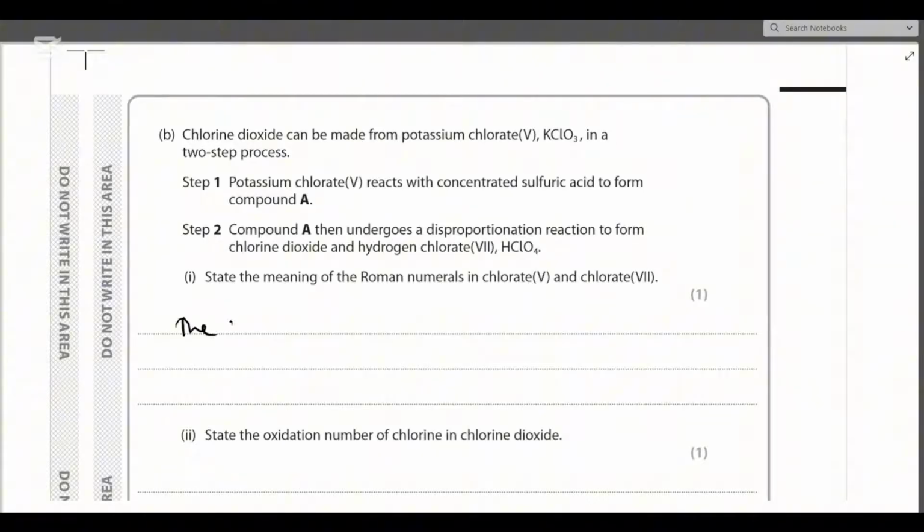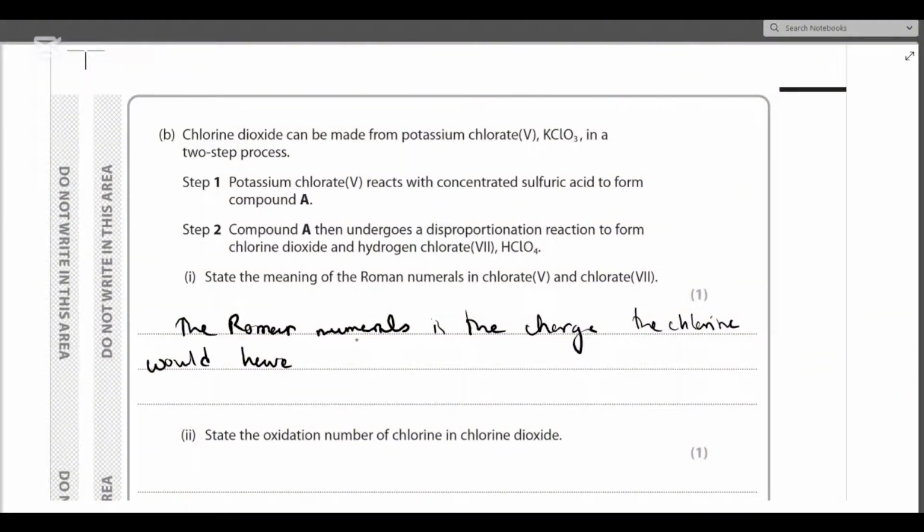Well, it's pretty simple, right? The Roman numerals are the charge the chlorine would have if the species were fully ionic.